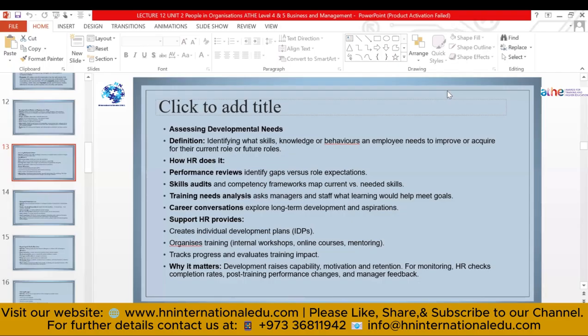Then career conversations, exploring long-term development and aspirations. In a career conversation: what do you see yourself doing in this organization within 2 years? Mostly the question is for 5 years, but let's assume it for 2 years.